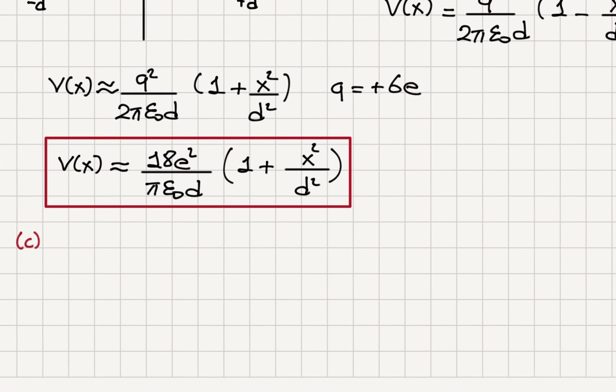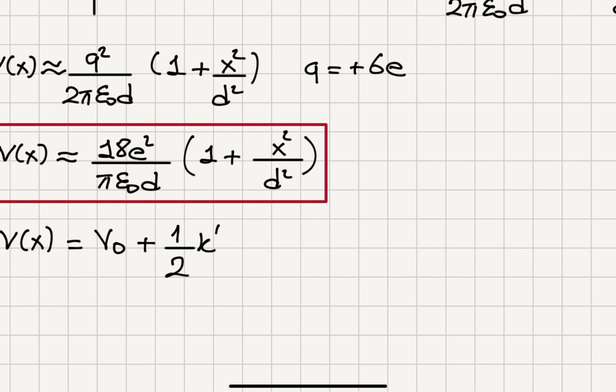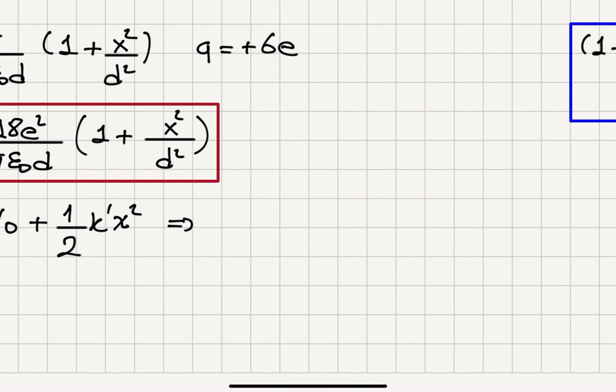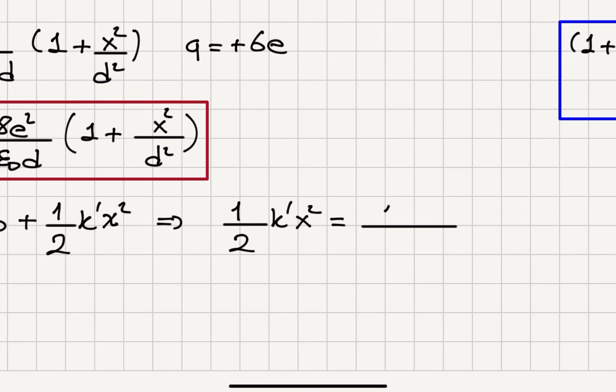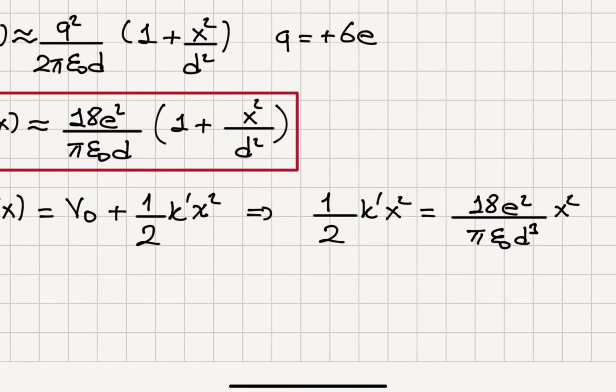All right, so the potential V of x has a constant term V0 and then it has this form, 1 over 2 k prime x squared. So that's the harmonic oscillator potential. 1 over 2 k prime x squared here is equal to 18 e squared over pi epsilon 0 d cubed x squared. So that's this term here. It's multiplied by x squared over d squared.